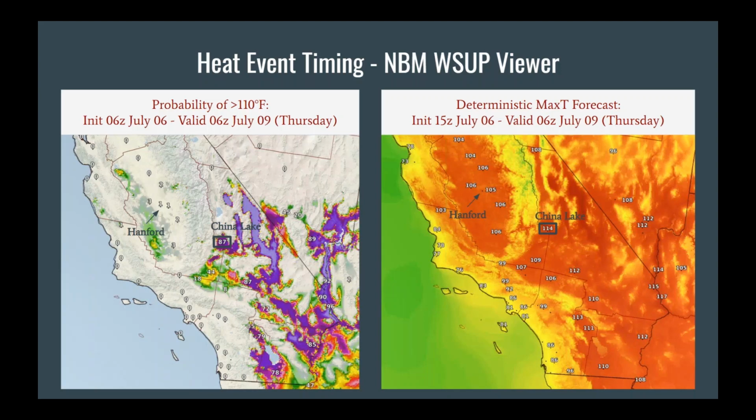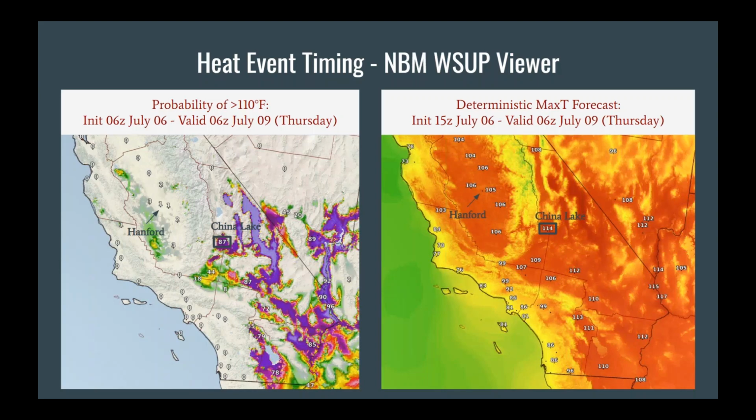So on the right, we have the deterministic max T forecast. This was for yesterday morning. I took this yesterday morning. And also the probability of exceedance of 110 degrees, which I also pulled from this morning. I would like to note the newer runs are trending a little bit warmer. And we will look at some of those forecasts for today, some point forecasts that were taken from this morning. But I did just want to make that note here.